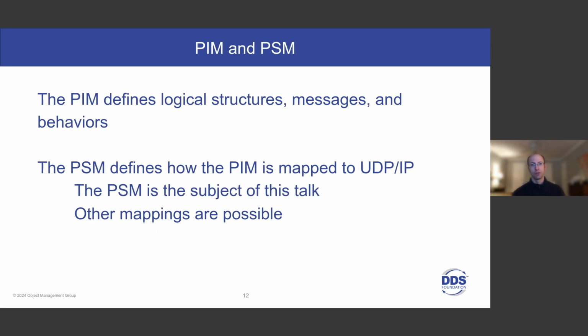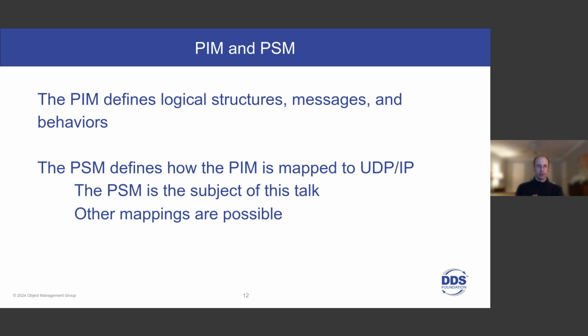So to get into some details of the spec, again, there's a platform independent module and a platform specific module. The PIM is going to define logically how RTPS works. So there's a lot of structures, virtual machines, state machines, messages in a logical format, and then behavior of all of those entities together that describes how RTPS works in a logical fashion. It does not get into how it's mapped to an actual implementation.